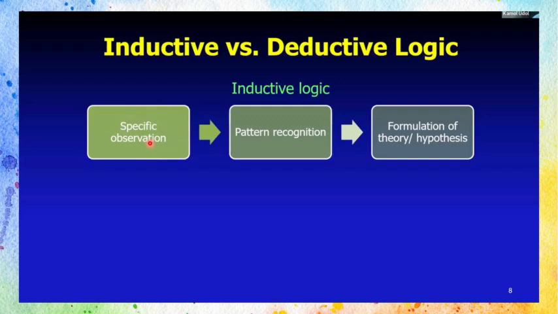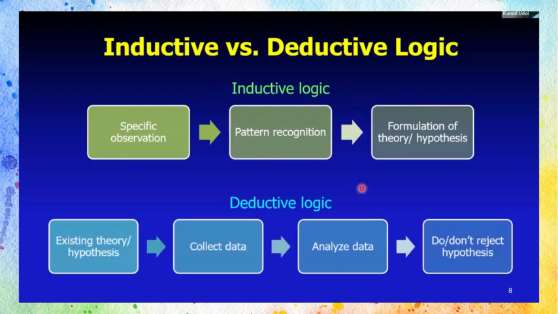Whether they observed it in any country or region, in any institution, by any researcher, they observed the same thing. So they recognized the pattern that there is a relationship between serum cholesterol and cardiovascular disease. And then they formulated the hypothesis that cholesterol might be a risk factor or a cause of cardiovascular disease. So this research follows inductive logic.